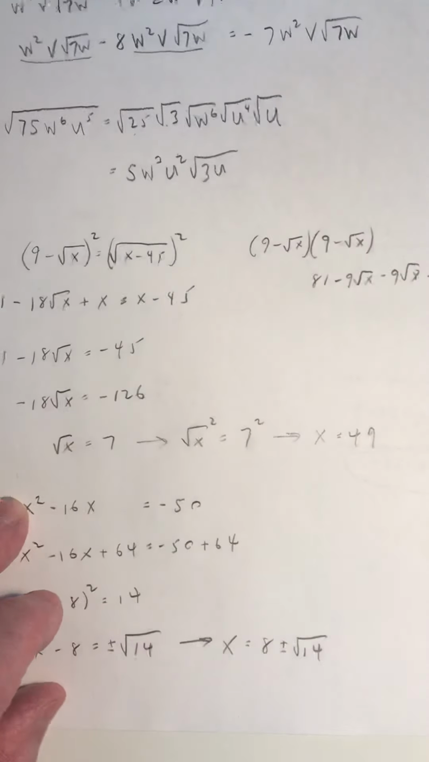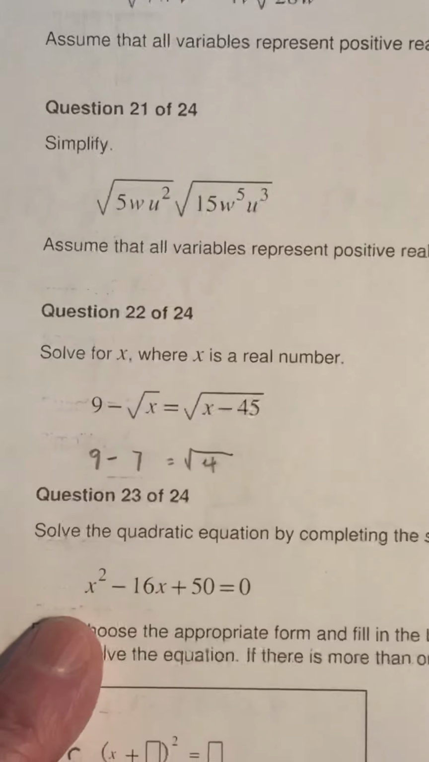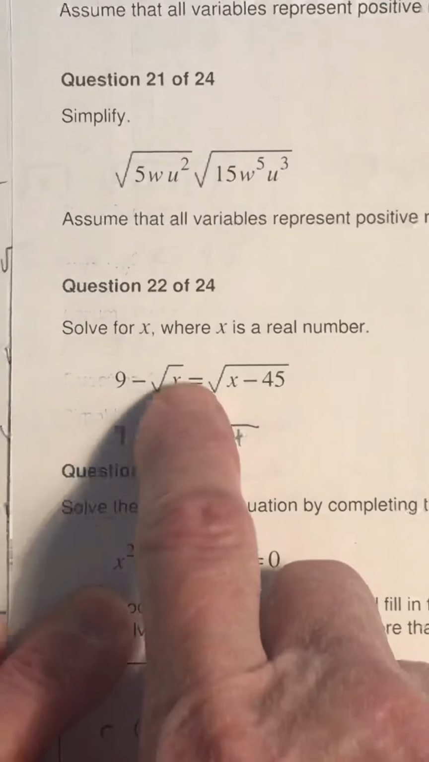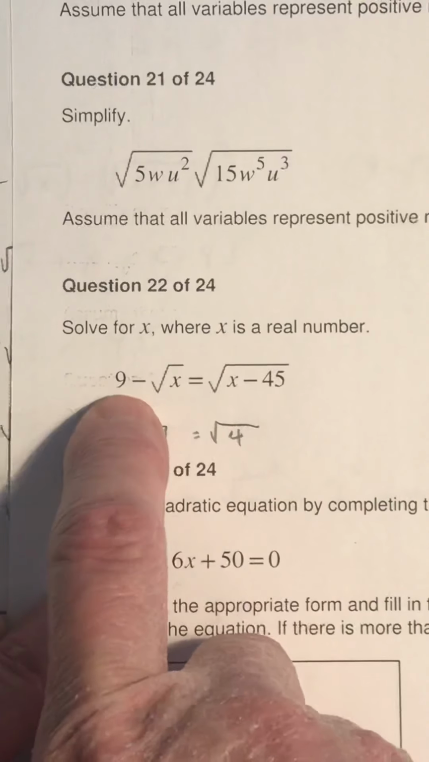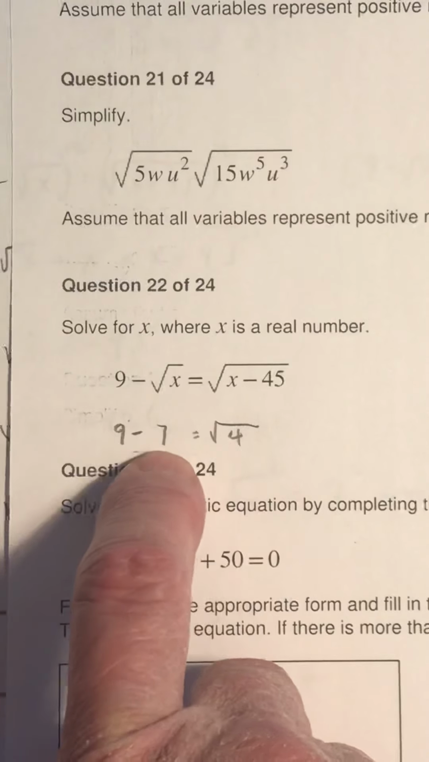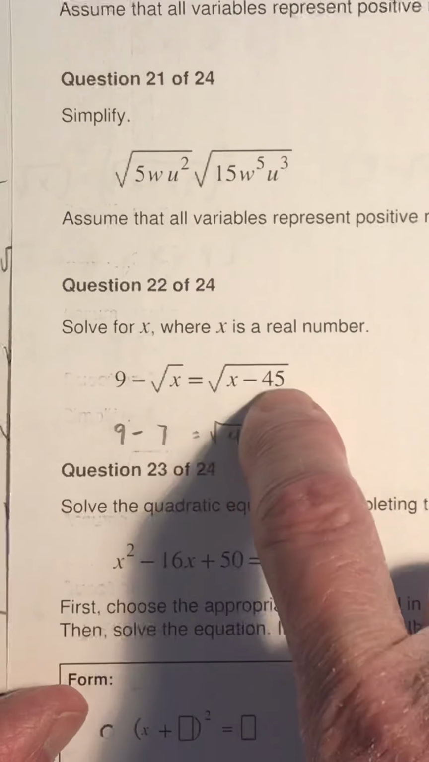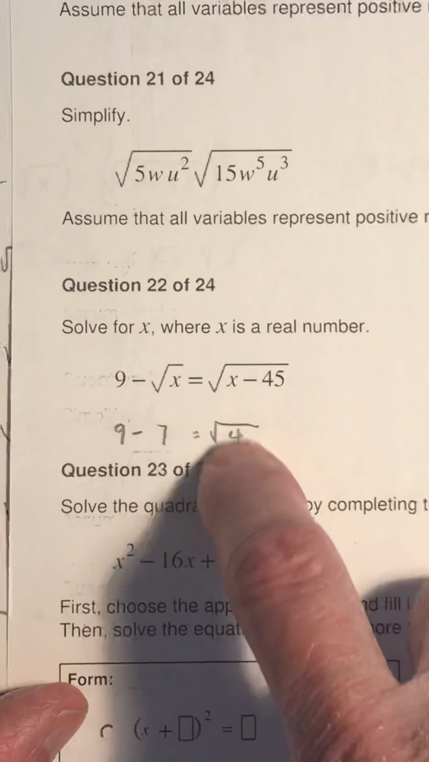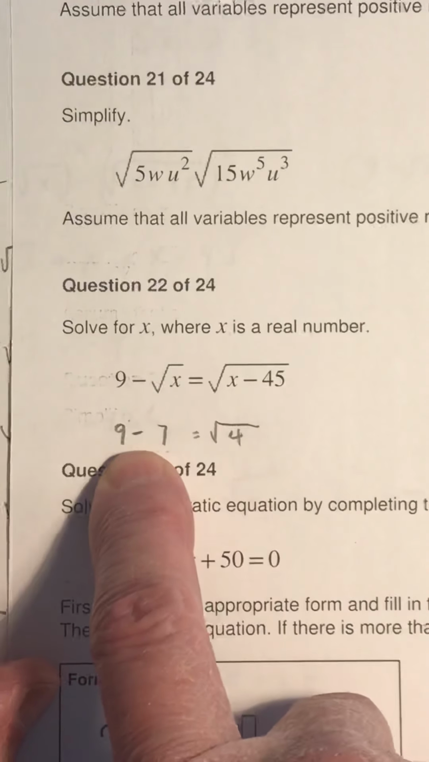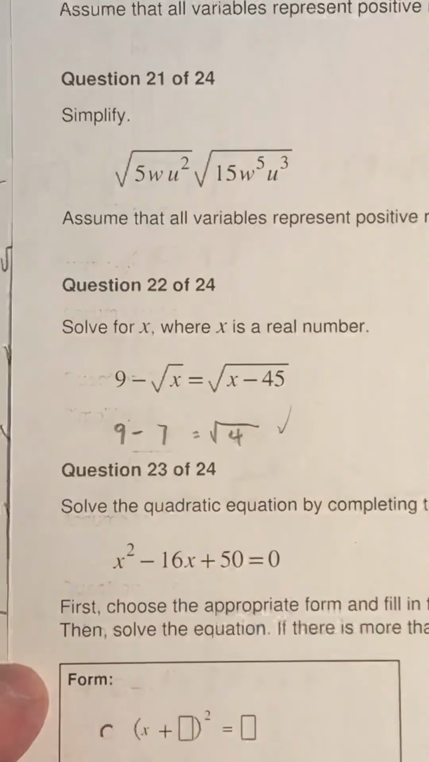And if I go back to the original equation, plug in 49 for x, this will say 9 minus square root of 49, which of course is 7. It'll say 9 minus 7 on the left side. On the right side, 49 minus 45 is 4, so it'll be square root of 4. 9 minus 7 is 2, square root of 4 is 2, so that works just fine.